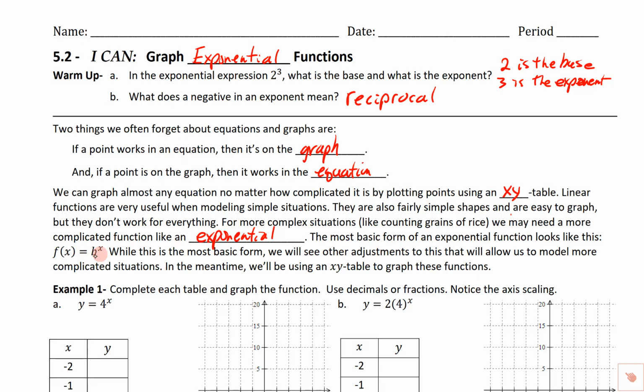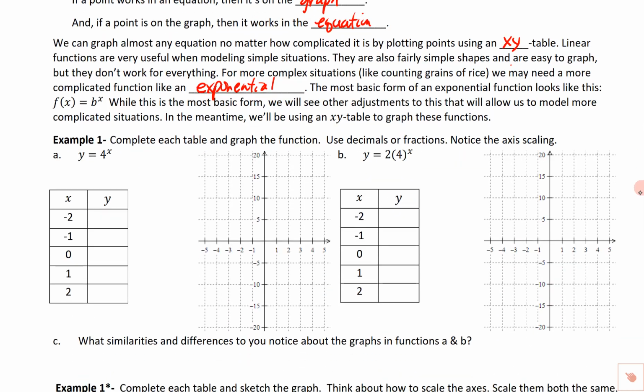Okay, and the most basic form of an exponential looks like this. So f of x equals b raised to the x. So we've got this base right here, that's why we use the b, and then we're raising to that power right there. Now that's the most basic form, and we're going to learn how to make adjustments to that so we can model more complicated situations. But in the meantime, we're just going to go ahead and use an XY table to graph these so we can get a sense of what they look like.